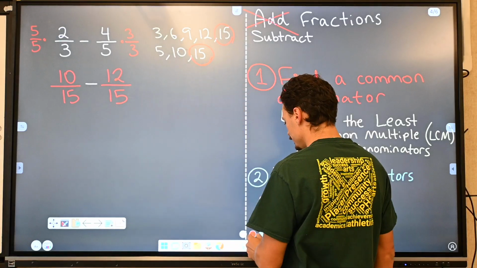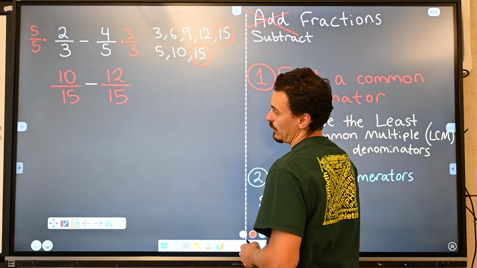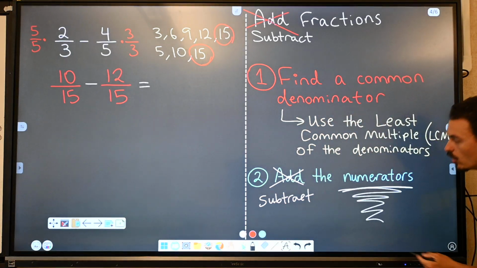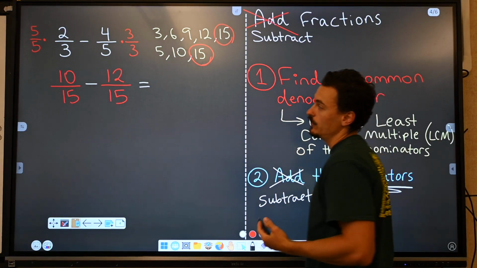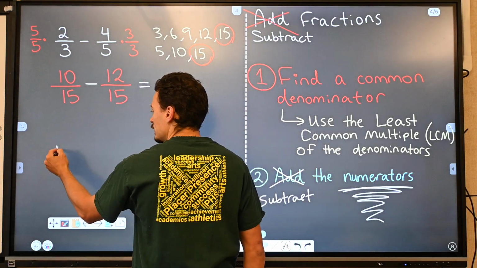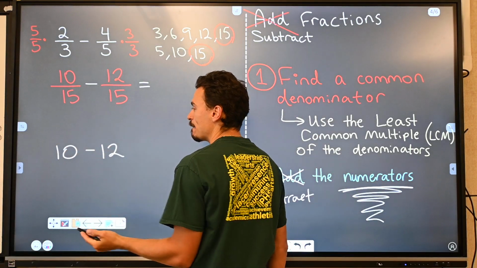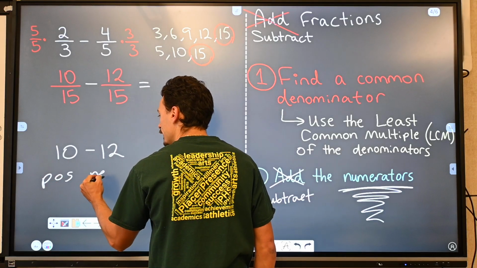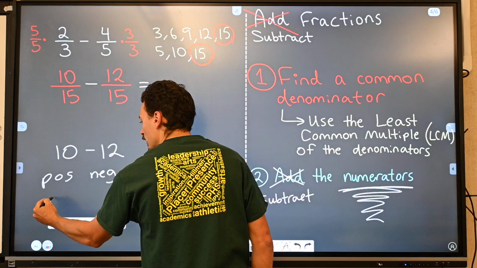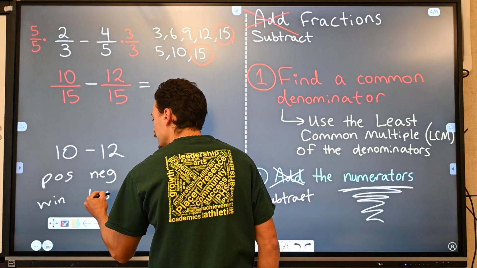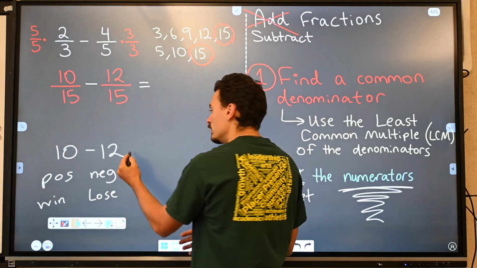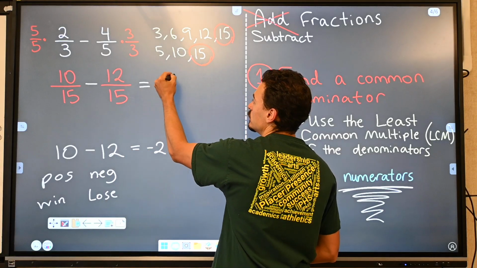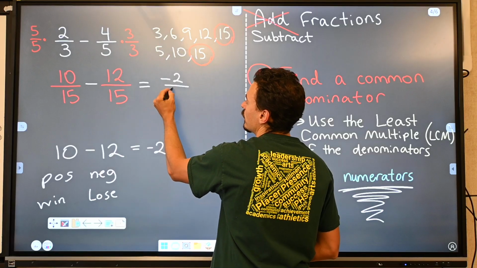Gives you 12. Okay? And we are doing the numerator only for the subtraction. So if you remember from a previous lesson, 10 minus 12. Okay, this is positive, this is negative. Okay, that's like winning and losing. So they cancel each other out. You have more negatives, so it'll be -2. And then don't forget, we're out of 15.